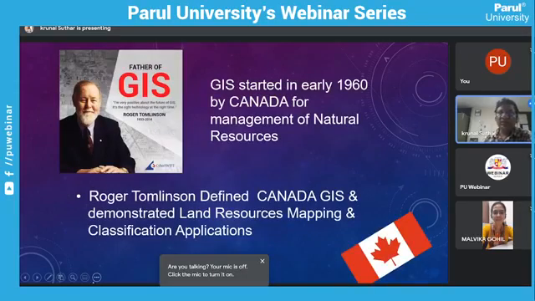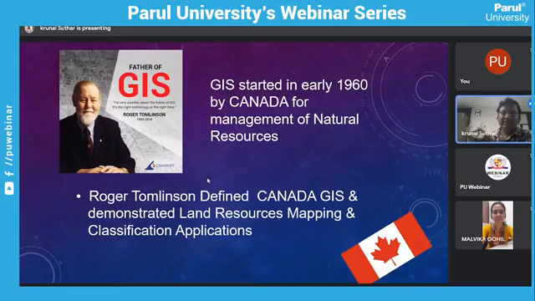So it was started in the 1960s by Sir Roger Tomlinson. He is known as the father of GIS. He defined a GIS system for Canadian region land resource mapping and classification in the 1960s.